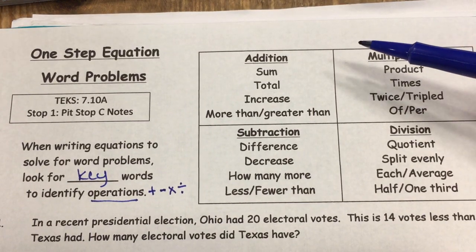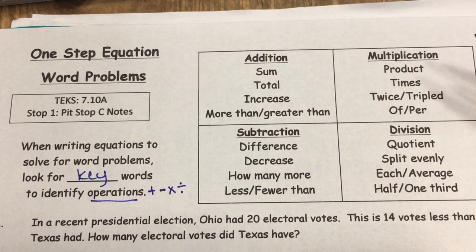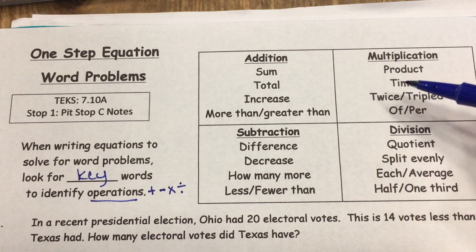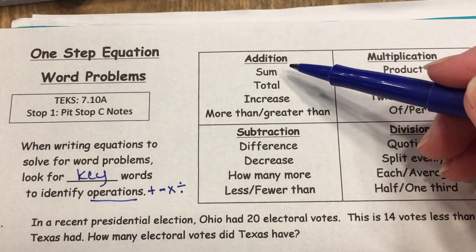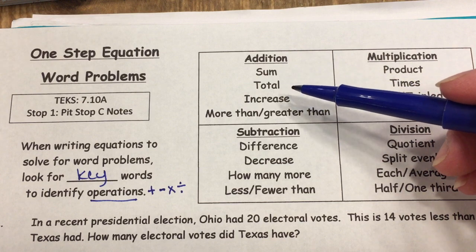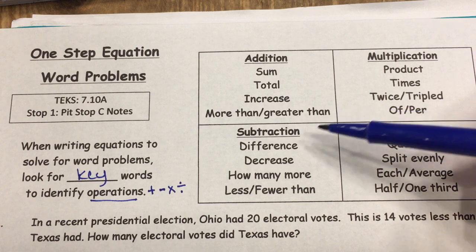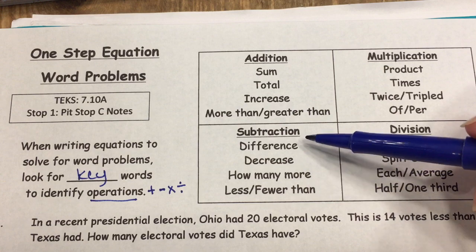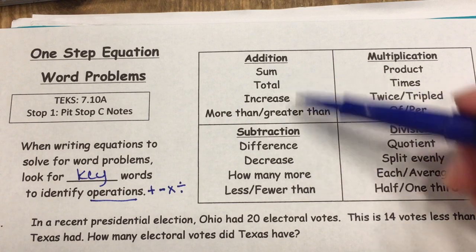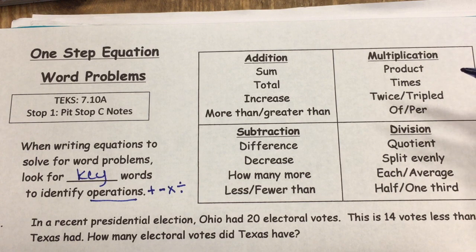Okay, so over here in this chart, I've given you just some typical keywords. Now, this is not a complete list of keywords, and they are not always true. All right, so addition, if you're looking at your word problem and they're using the word sum or total or increase, more than, greater than, then that might be telling you to add. All right, subtraction, if you have difference, decrease, how many more, less than, fewer than, okay, then maybe they're telling you to subtract. Most of the time these words indicate adding and subtracting, but there are a few exceptions.